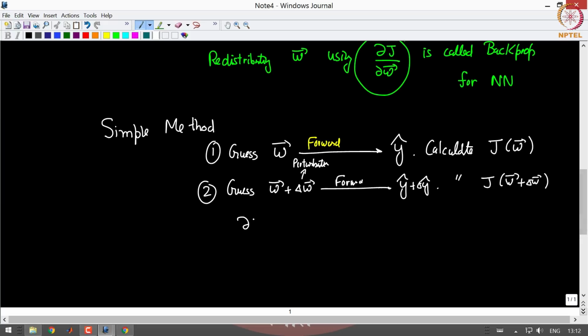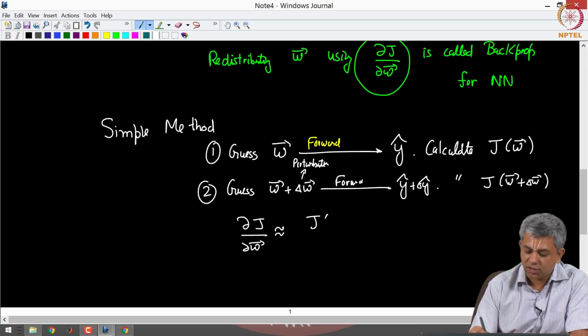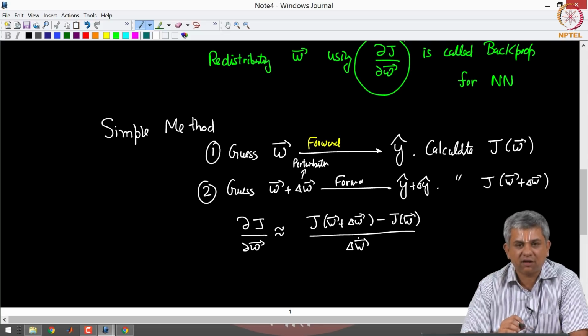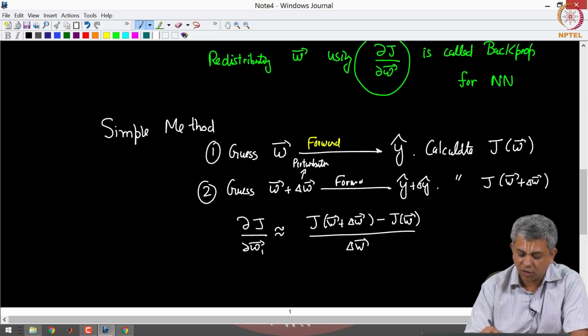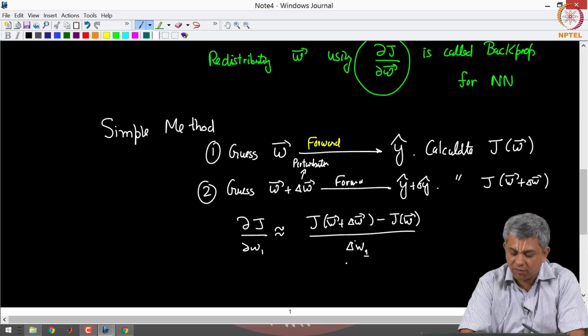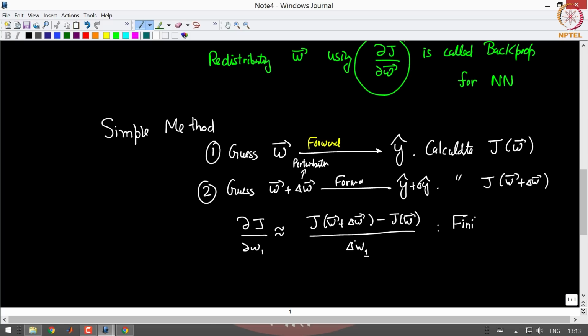Okay. Then del j del W is approximately equal to j of W plus delta W minus j of W, divided by delta W. Even though you can't divide by a vector, there are technical ways of doing it. If you want del j del W 1, you do delta W 1, and so on and so forth, as we saw in the partial derivatives example when we were doing multivariable calculus. So, this is called the finite difference method.